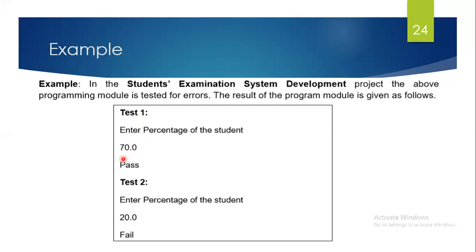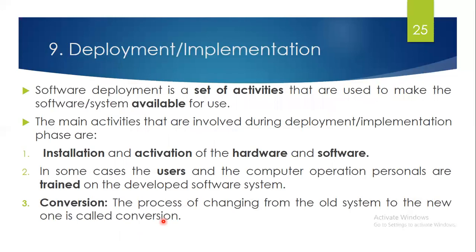Test case 1, the tester has entered the value 70 and it is giving the correct result. Test case 2, now the tester will enter some value which is less than 40 so that it will see that it is giving the right message or not. The tester has entered the value 20 and yes, it is given the right result, which is fail. Once the system is tested, now it is ready for the deployment and implementation.